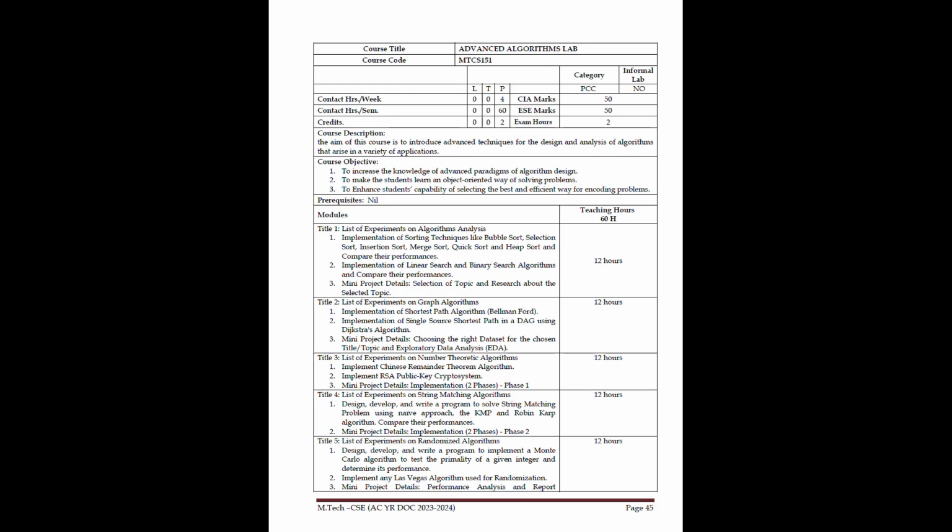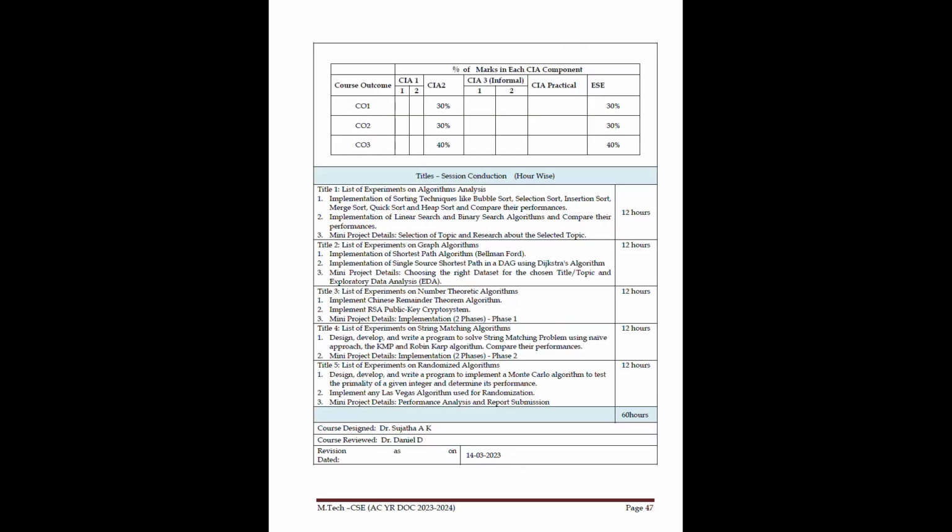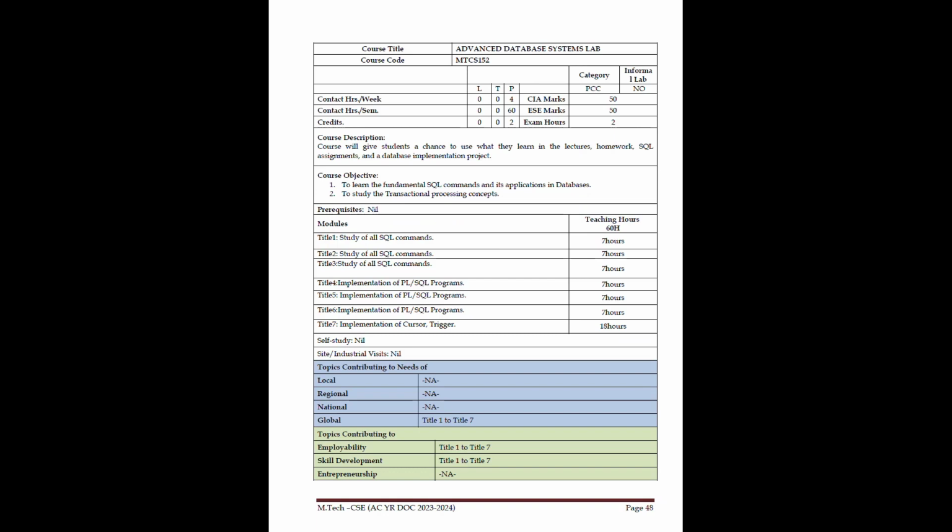In the last title, you'll be doing experiments on randomized algorithms, which is Monte Carlo algorithm to test the primality of the given integer and determine its performance, and then implementing any Las Vegas algorithm used for randomization. So these are the different titles and experiments that you'll be doing. You'll also be doing one mini project based on this. Any one of these algorithms, you'll have to do a mini project on this. That will be considered for CIA.